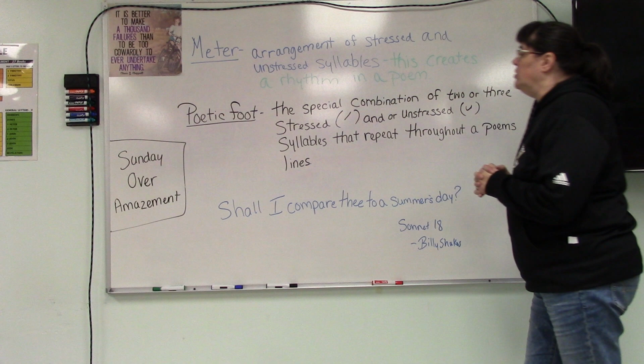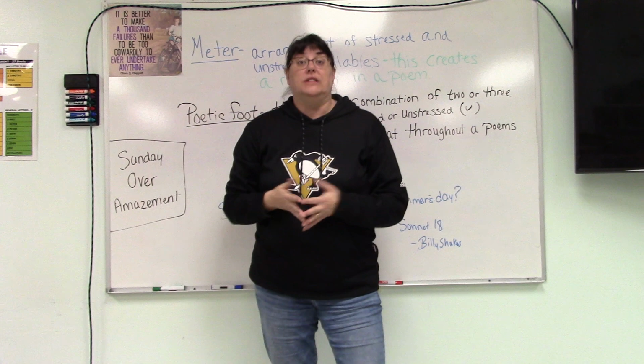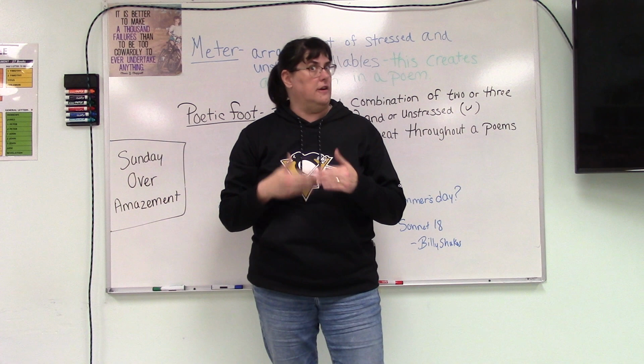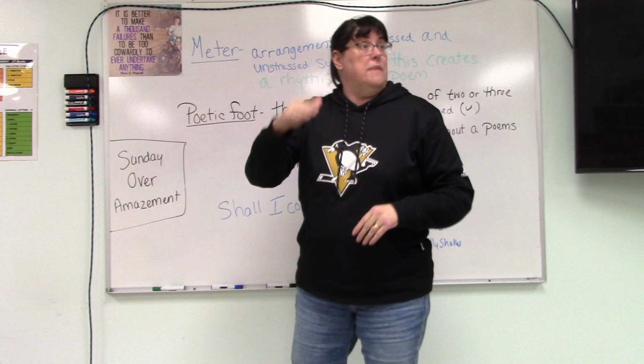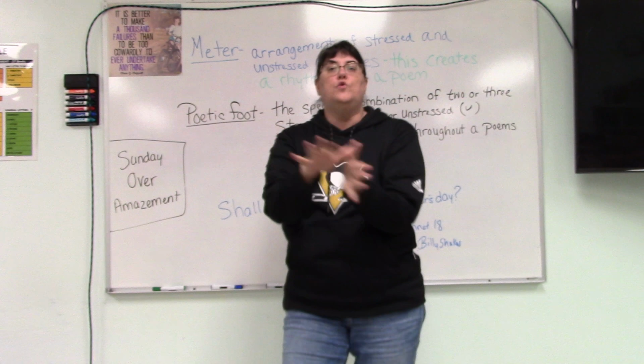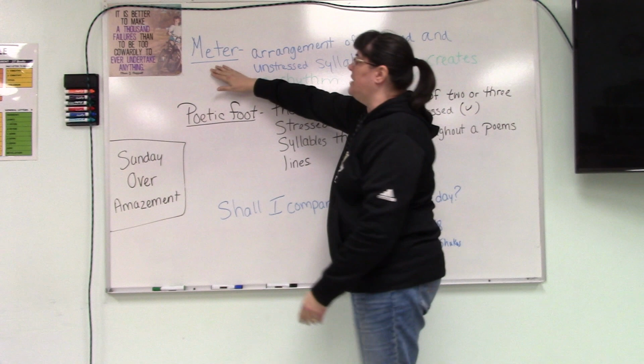For instance, Mary had a little lamb, his fleece was white as snow, and everywhere that Mary went, the lamb was sure to go. Do you hear how that has a rhythm? Mary had a little lamb, his fleece was white as snow, and everywhere that Mary went, the lamb was sure to go. And it has a kind of rhythm. It moves the words along in kind of a tempo. Okay, that's what a meter does. A meter gives us the rhythm.